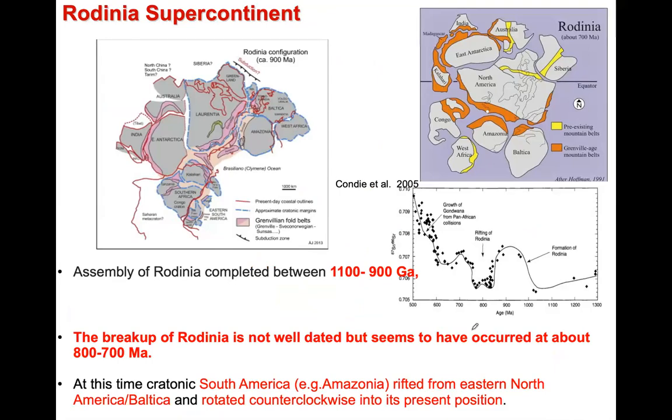Okay, right, so this is the world map at that time. That means about 900 million years ago, right? The Rodinia supercontinent, once it was completed. Okay, so this is how it looked.